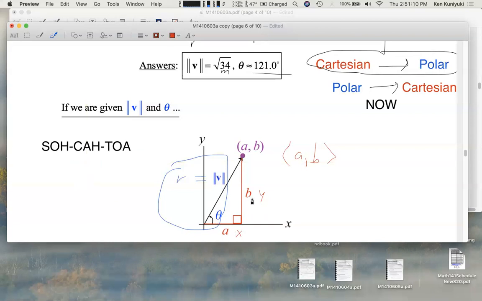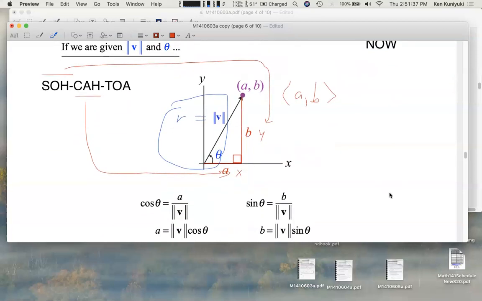All right. And likewise, what do you think is going on here? Okay, to get the opposite side, B or Y, what relates an angle, the opposite side, and the hypotenuse? That's going to be sine. Sine is opposite over hypotenuse. So it looks to me like we're going to need cosine in order to get A or X, and we're going to need sine in order to get B or Y.